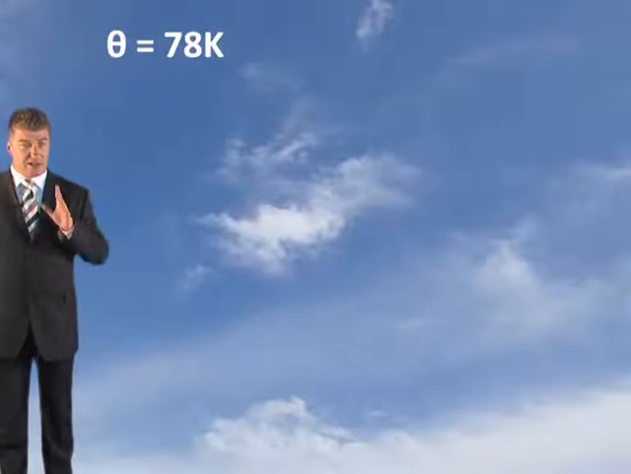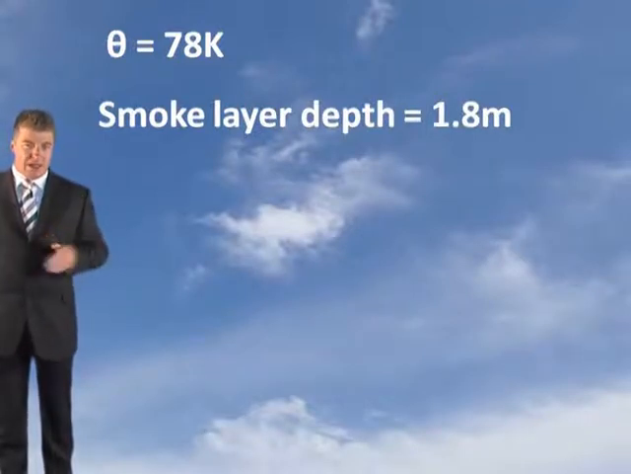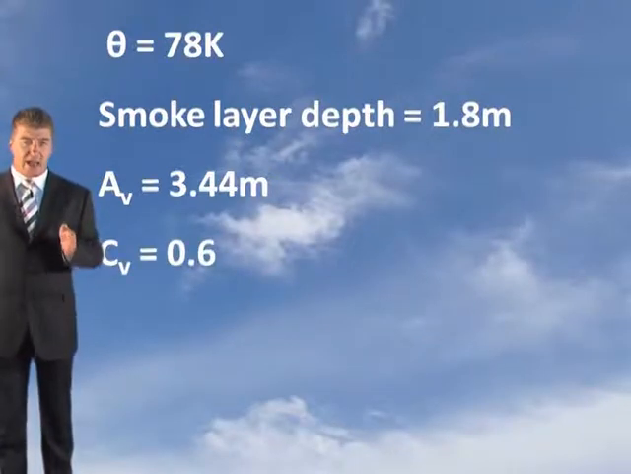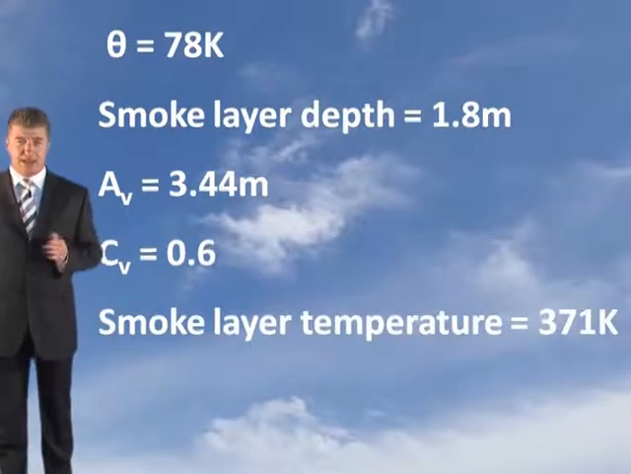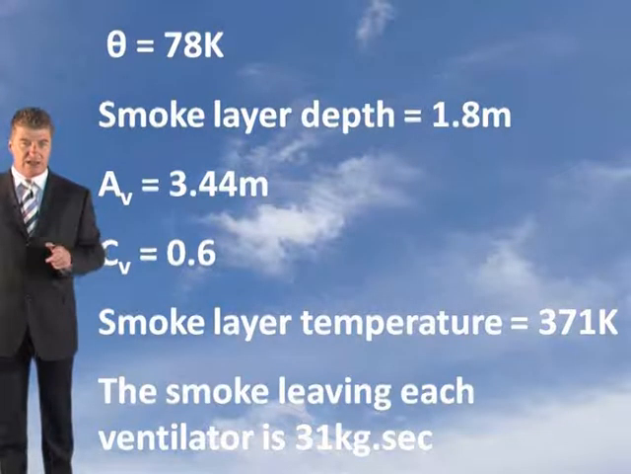Your theta value, your temperature increase, is worked out at 78 degrees Kelvin. And your smoke layer depth is 1.8 metres, so it's got quite a narrow smoke depth. The aerodynamic vent area of each vent is 3.44 metres, and the ventilator has a coefficient of 0.6. The temperature of your smoke layer is worked out at 371 degrees Kelvin, and the smoke leaving each ventilator is 31 kilograms a second.